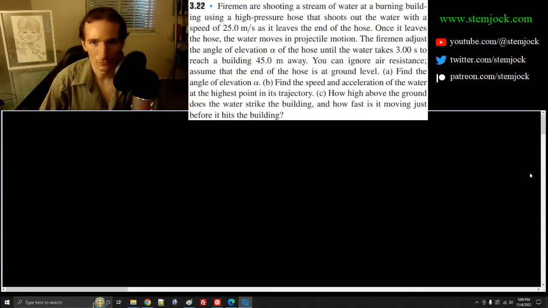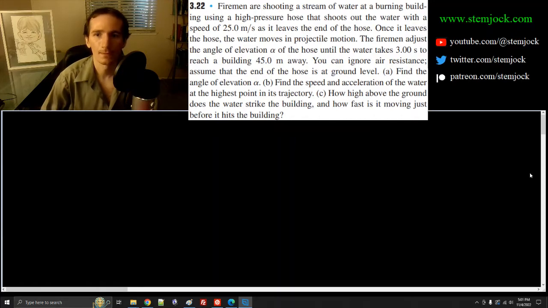Firemen are shooting a stream of water at a burning building using a high-pressure hose that shoots out the water with a speed of 25 meters per second as it leaves the end of the hose. Once it leaves the hose, the water moves in projectile motion. The firemen adjust the angle of elevation alpha of the hose until the water takes 3 seconds to reach a building 45 meters away. You can ignore air resistance. Assume that the end of the hose is at ground level.